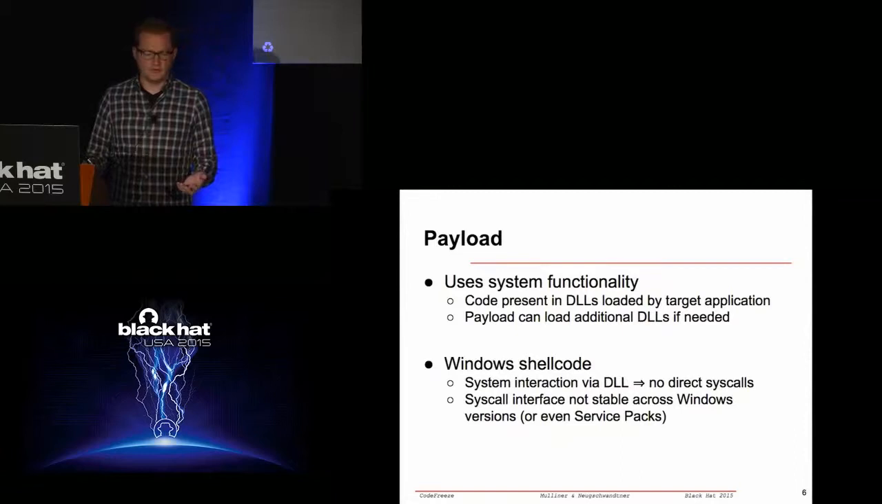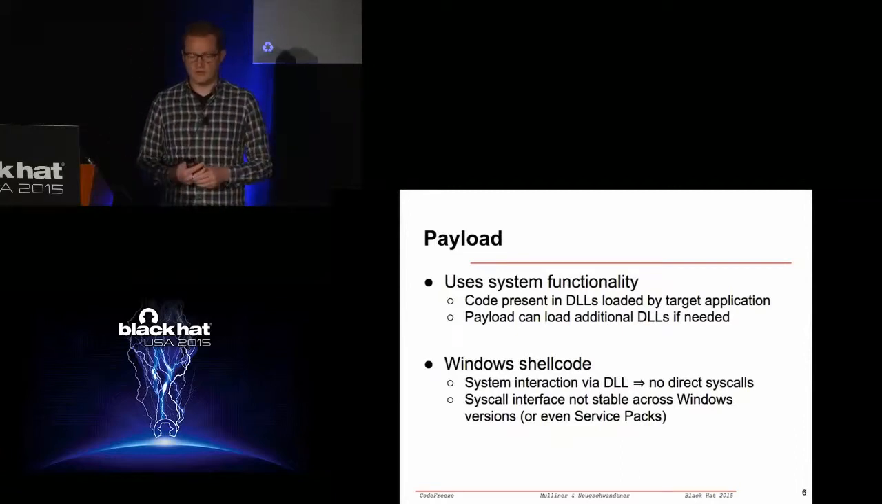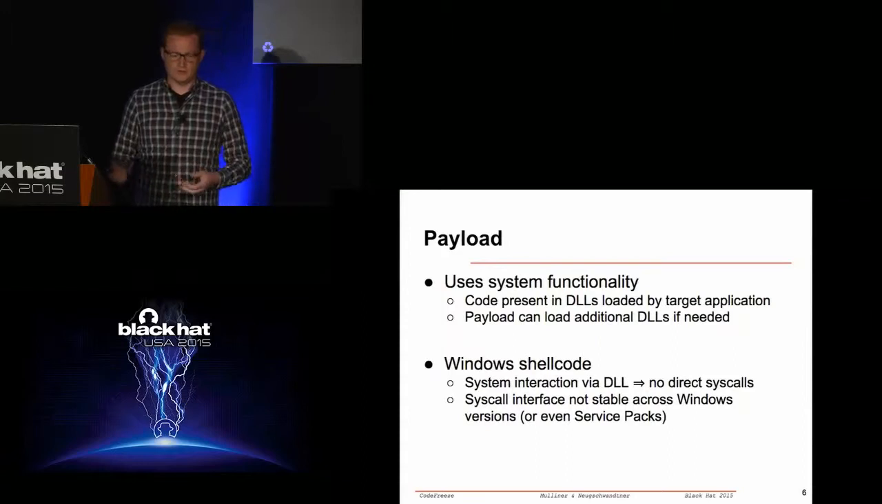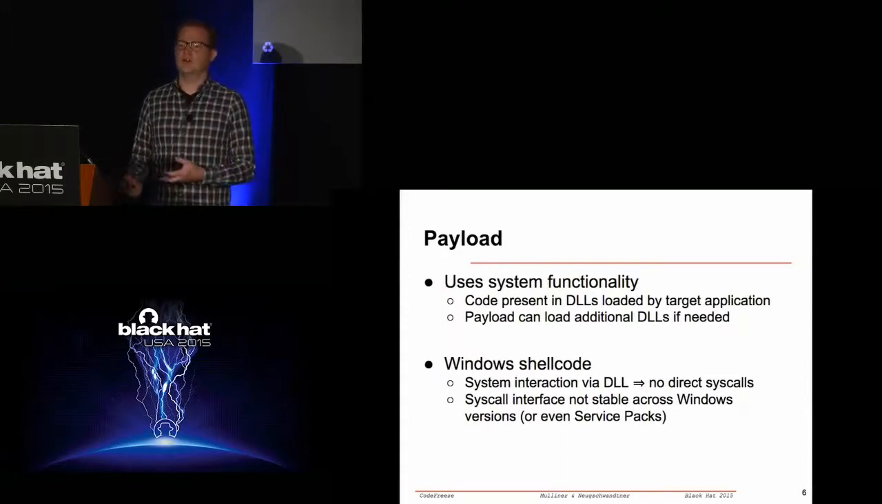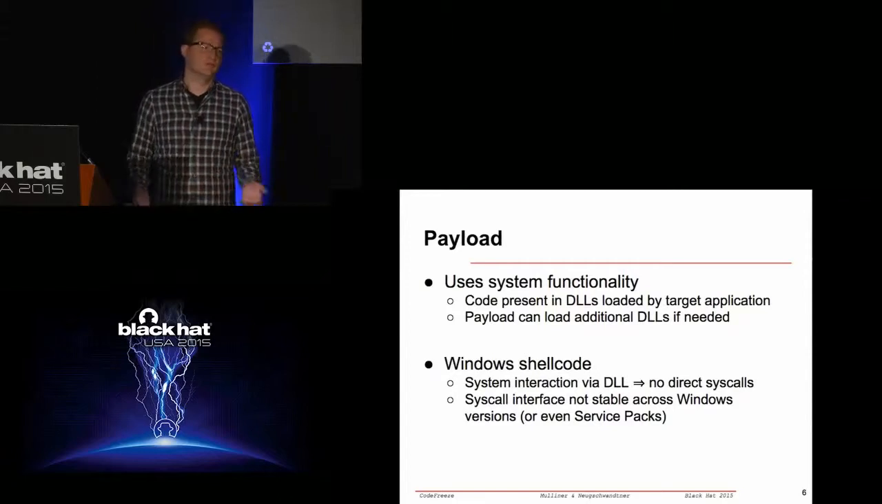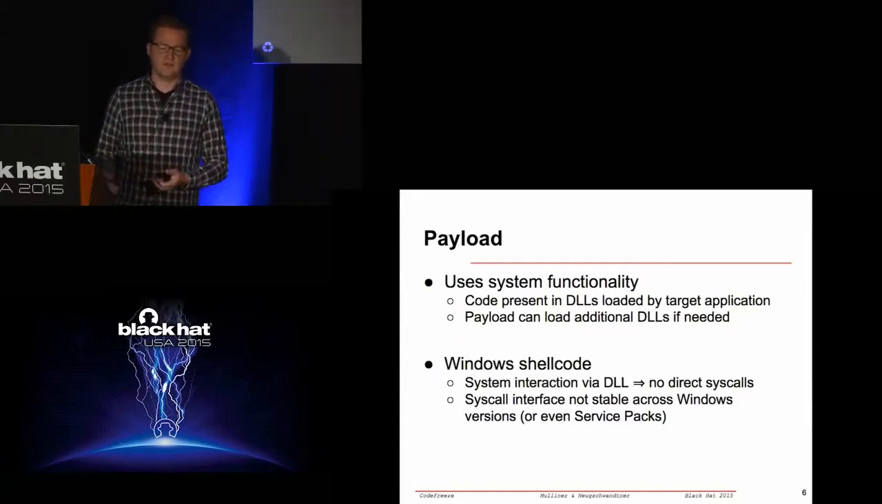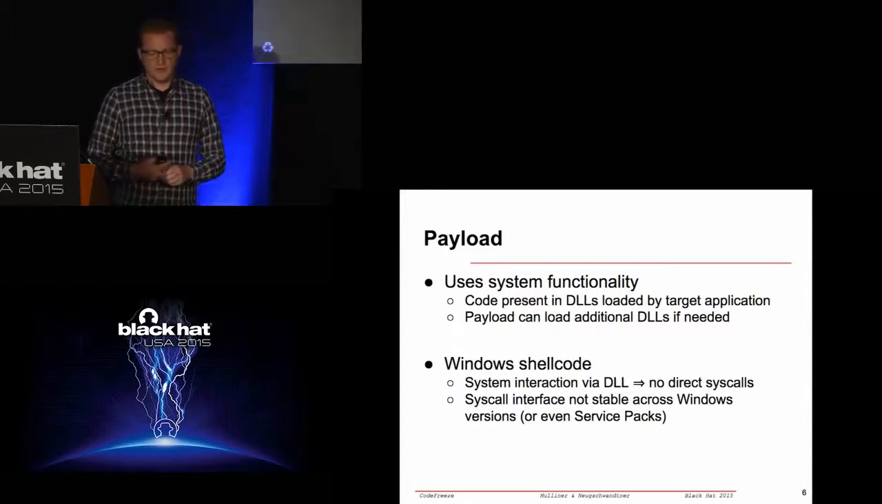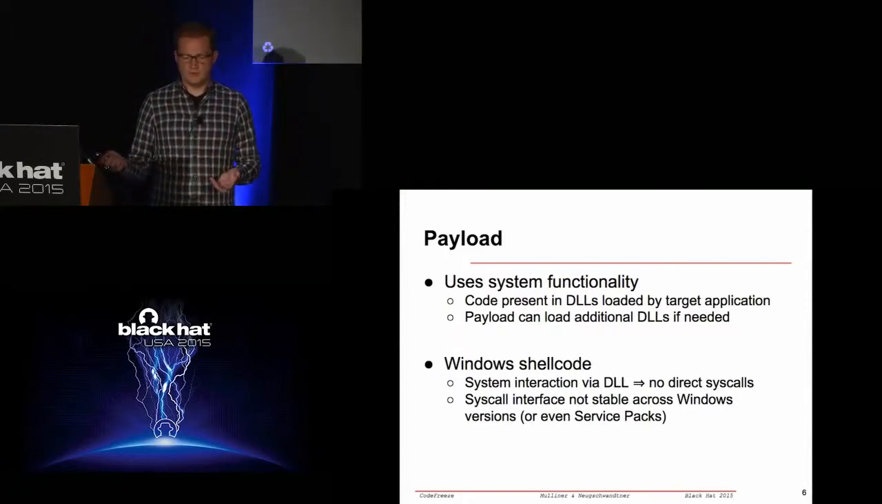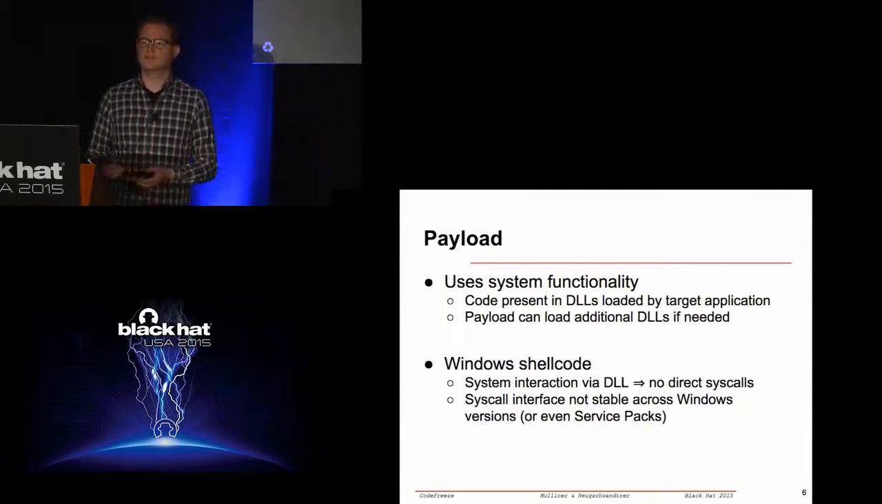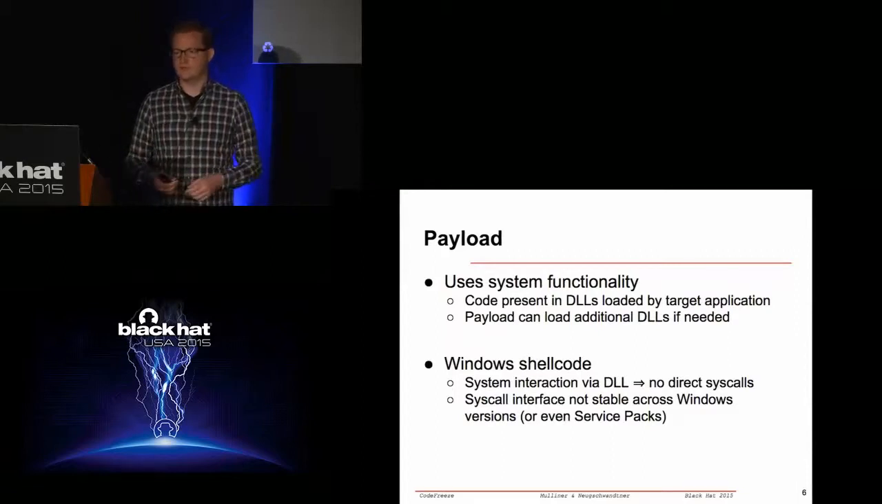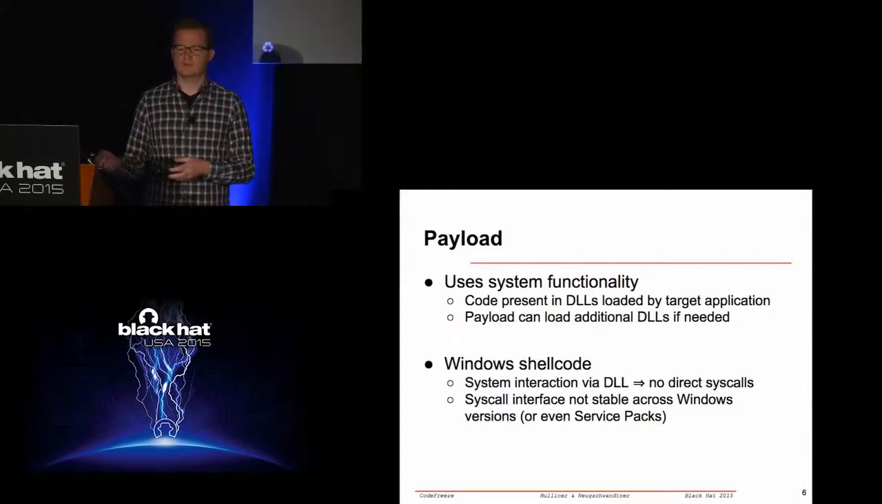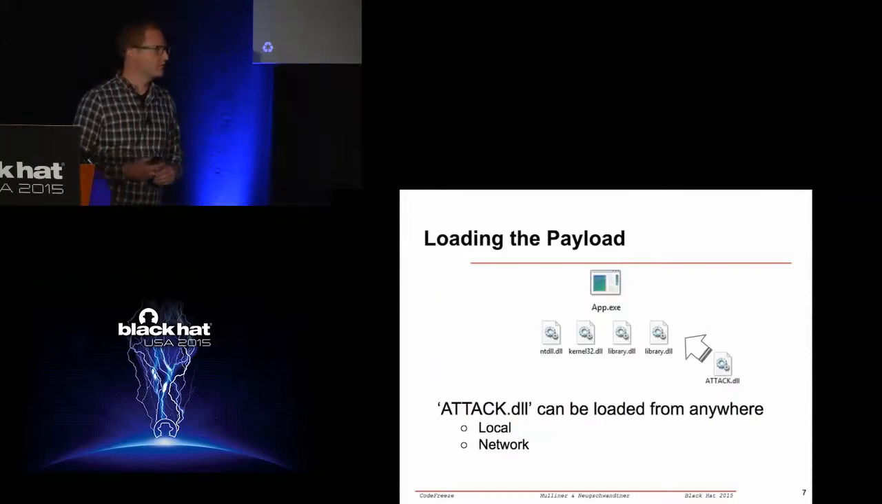And of course exploit payloads use system functionality, and on Windows it's mostly functionality that's present in DLLs loaded by the target application, for example NTDLL, kernel DLL. But of course the payload can also load additional system libraries to add new functionality that the exploited application doesn't have. On Windows, you normally call system functionality via DLLs. You normally don't call syscalls directly because the syscall interface is unstable across different Windows versions and service packs.